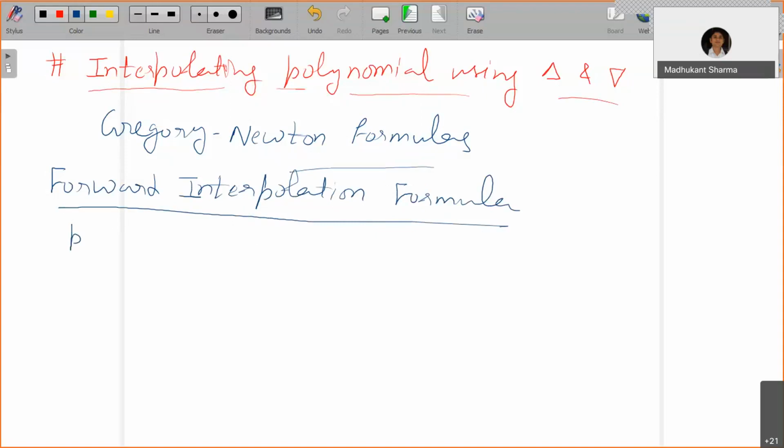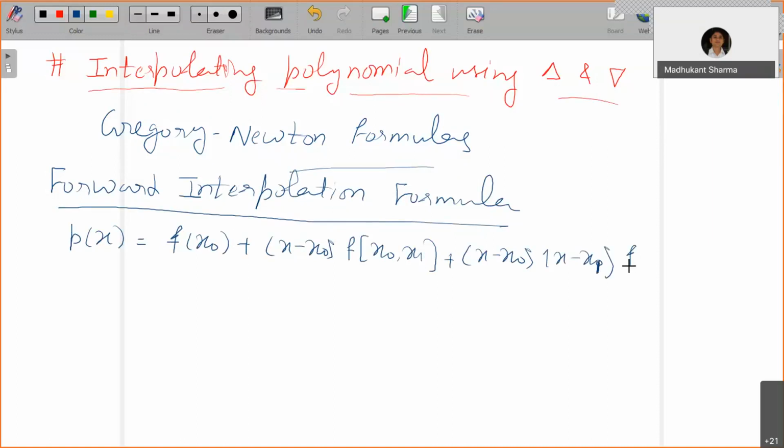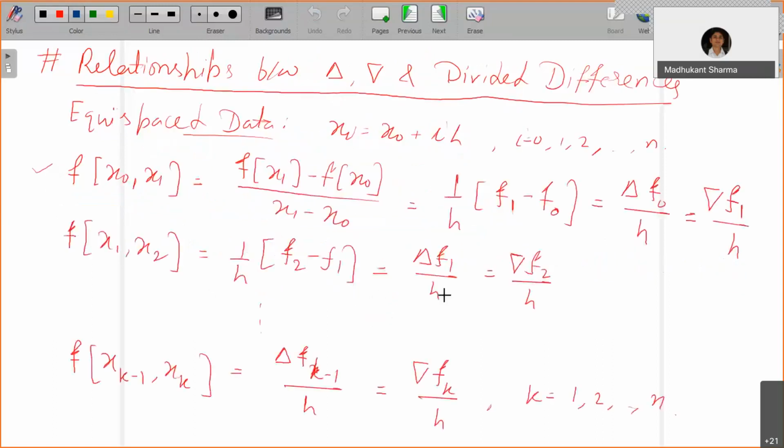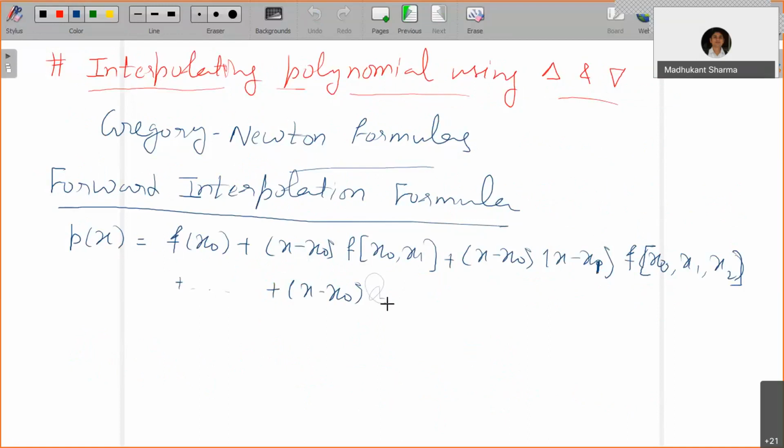So we know that p of x, the interpolating polynomial, is equal to f of x naught plus x minus x naught into the first divided difference f[x naught, x1], plus x minus x naught into x minus x1 times the second divided difference, and so on, plus x minus x naught and so on, times x minus xn minus 1 times f[x naught, x1, and so on, xn].